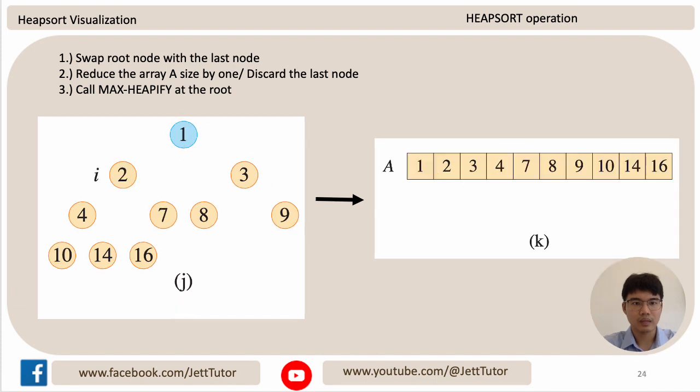And then after that we cannot discard from the array anymore, and our result is on the right. This is the sorted array by the HEAPSORT algorithm. The runtime is only n log n.